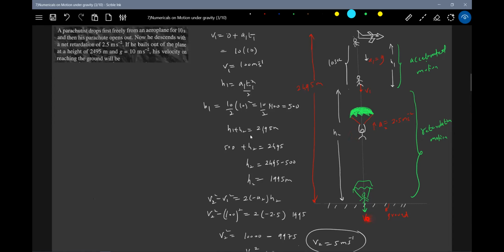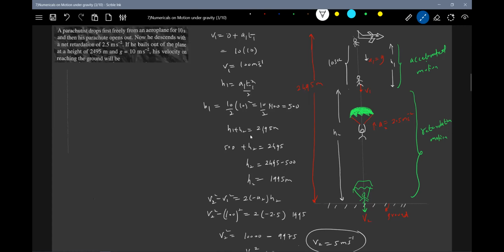If you hit the ground at higher speed, it's a big problem. His muscles and legs may break. So he has to strike with a low speed, meaning he should land comfortably. 5 meters per second is a very small speed. You will land comfortably onto the ground. Look at the overall picture. Now we'll go for some graphs. This will be very interesting.